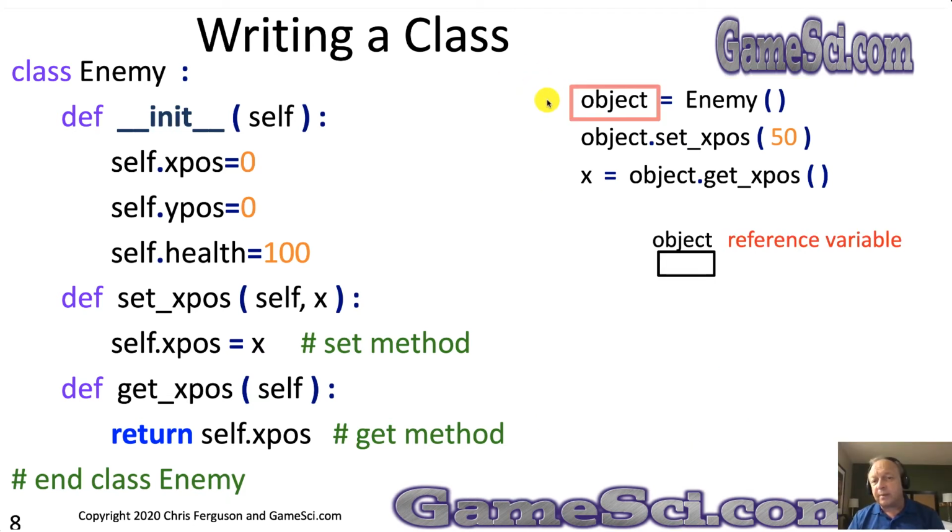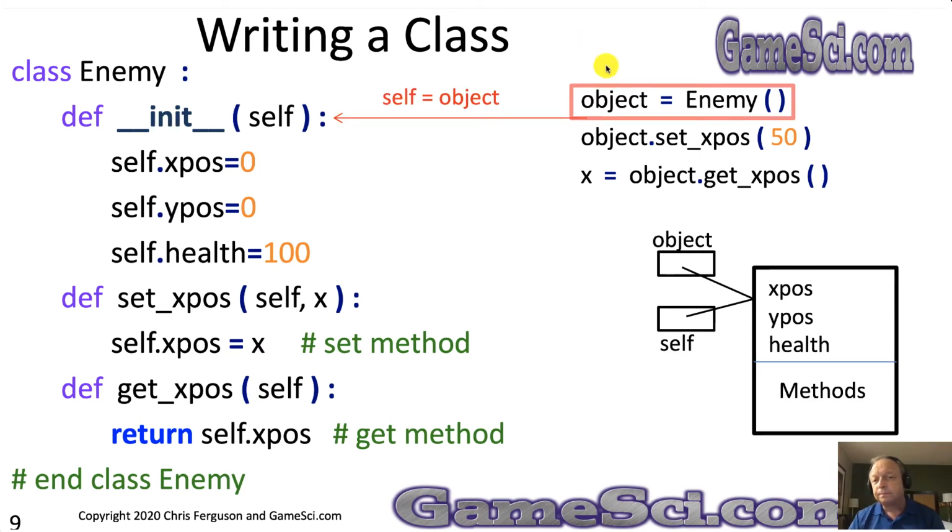Object equals enemy. Let's make this perfectly clear. Object is what we call a reference variable. We will not store the variables inside of object. What gets stored inside of object? A reference to the object that will contain these variables. Object is a reference variable.